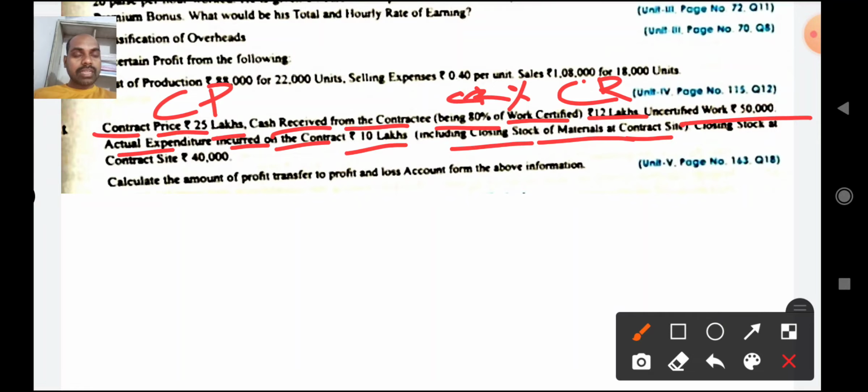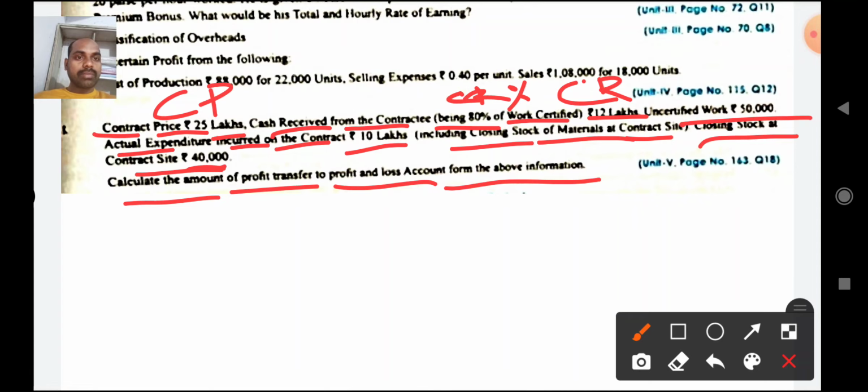This 10 lakhs includes stock also, this generally happens. Material sent to contract site will be on the debit side, so in that it includes closing stock value also. So closing stock at site is 40,000. We need to take this separately. Calculate the amount of profit to be transferred to profit and loss account from the above information.